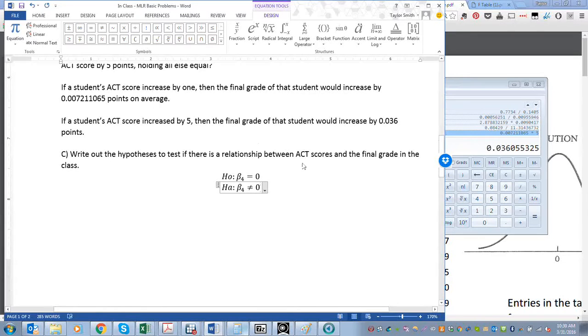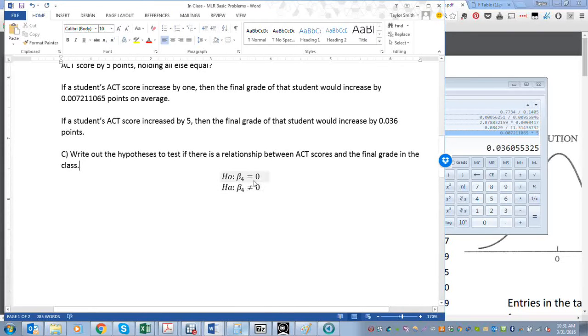So again, these hypotheses are testing to see whether there is a relationship or not. The null hypothesis, that beta 4 equals 0, is saying there's not a relationship between ACT scores and your final grade in the class. Because if that slope was 0, then it doesn't matter what your ACT score is. It doesn't impact your y. Our HA, our alternative hypothesis, is saying that beta 4 is not equal to 0. We're not saying what it is. We're just saying it's not 0, which means there is a relationship between ACT and the final grade. Okay, so that's your hypotheses.